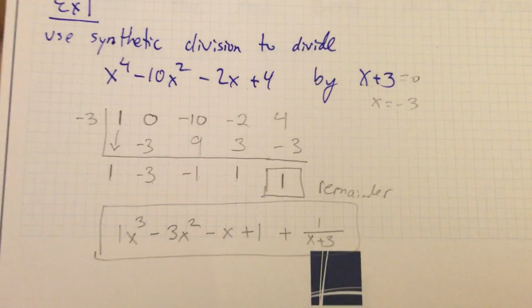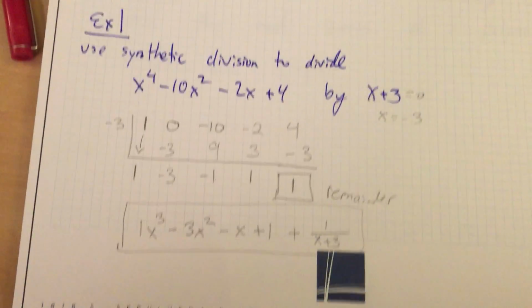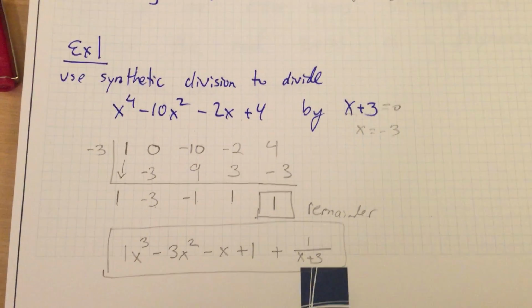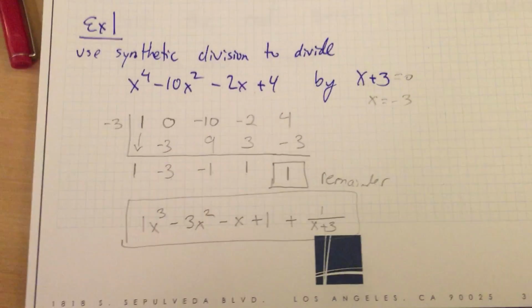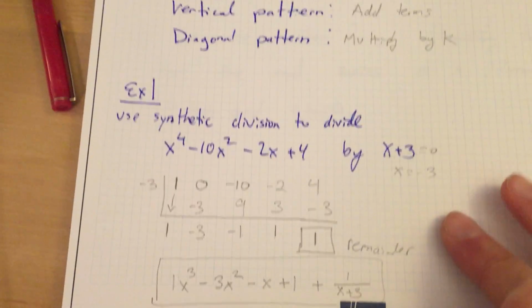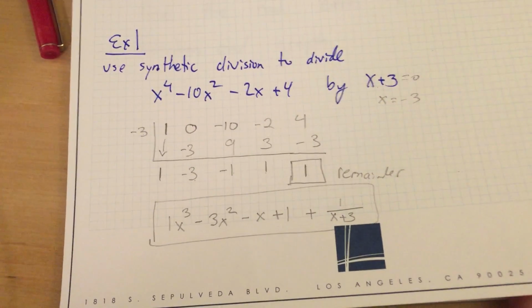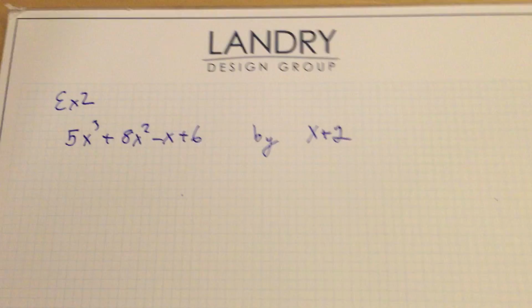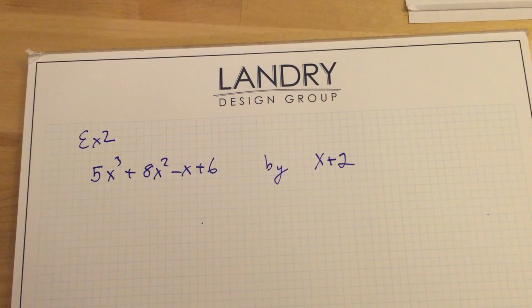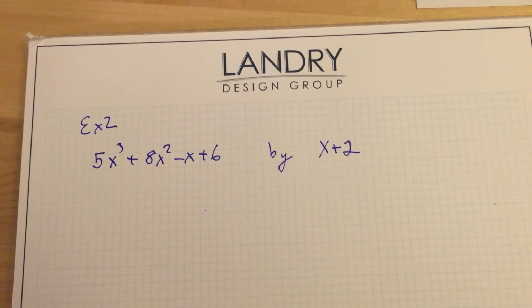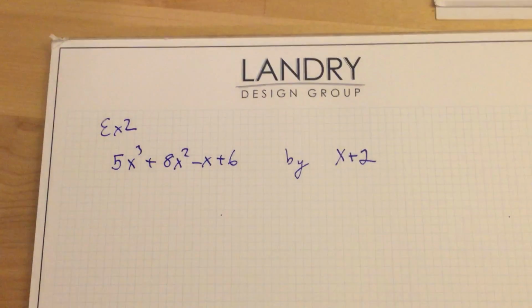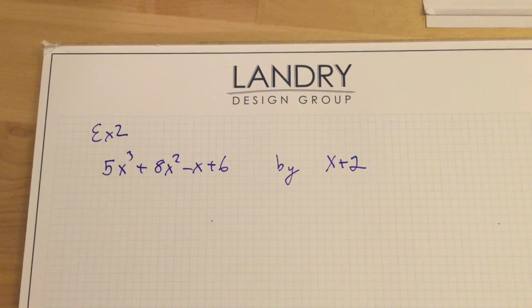And you got your answer. Notice how quick that was. If we did it with long division, you're still going to get the same answer. It's just going to take you a little bit longer. All right. So let's try one more like this. So go ahead and if you want to pause it, try it on your own. Great. But again, we're going to use synthetic division.